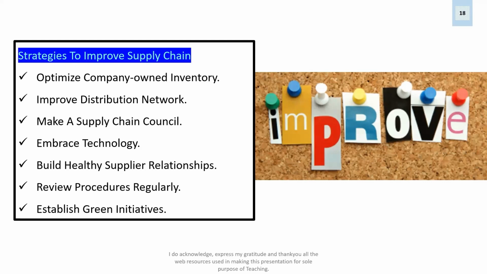Review procedures regularly. Yes, this is very important. You write some procedure 3 years before, now that is obsolete. There are some clauses in that procedure, they are no more existing. But still you want to run with that procedure. So what happens? That procedure loses the test of real time, and then employees start losing interest in that procedure. And accordingly, that procedure becomes obsolete by its own.